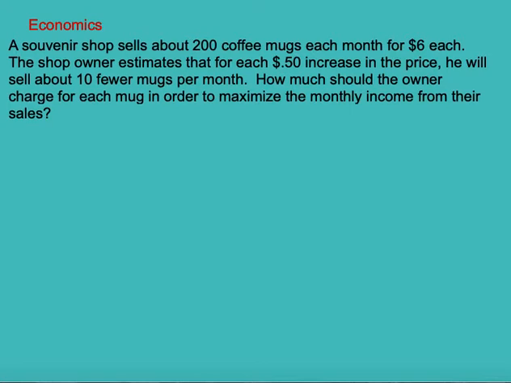So I'm going to give my variables a meaning. I'm going to let my x in this problem equal the number of price increases, because it tells us for every 50-cent increase in price, he will sell about 10 fewer mugs.